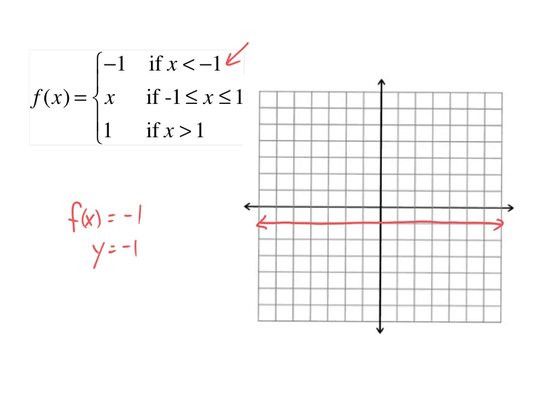Now, it is piecewise. So right here, if x is less than -1, this will exist. If it's not less than -1, it won't exist. So what I'm going to do is I'm actually going to erase everything that isn't less than -1. And it says less than but not equal to, so I'm going to put an open dot right there. All right, so let's do the next piece. We're now going to do this piece right here.